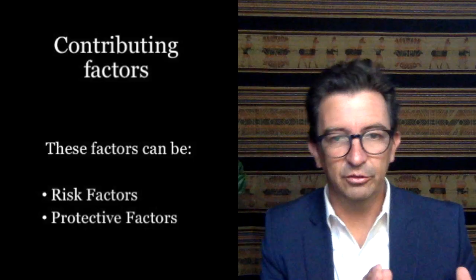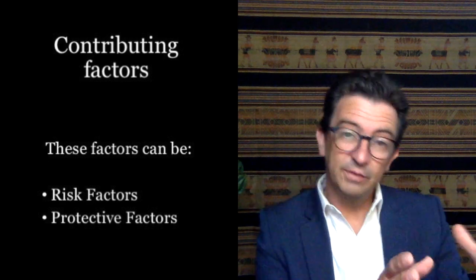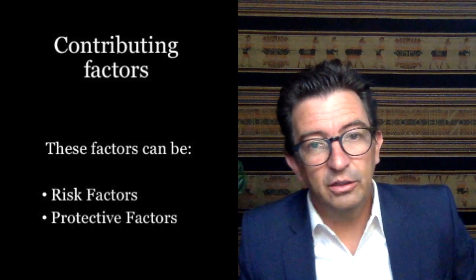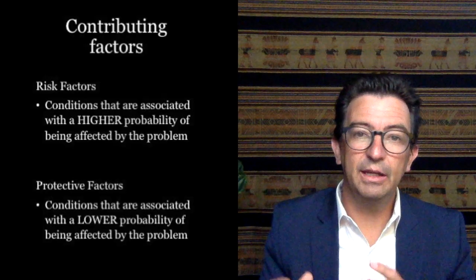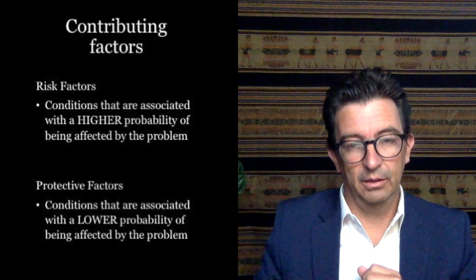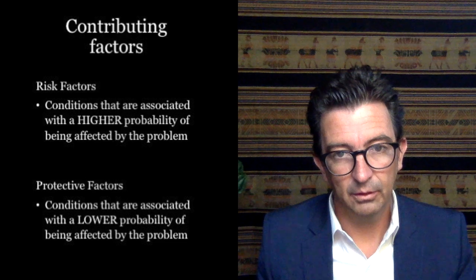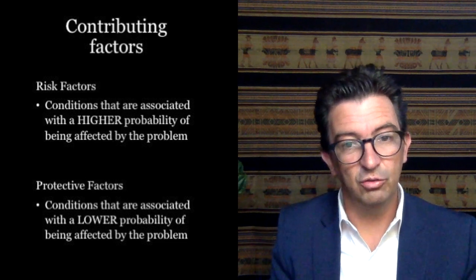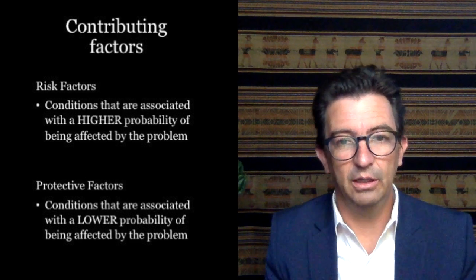So let's start looking at the components of a problem model. The most important of them are the contributing factors. And these factors can be risk factors or protective factors. Risk factors are conditions that, when present, are associated with a higher probability of being affected by the problem. Protective factors are conditions that are associated with a lower probability of being affected by the problem.